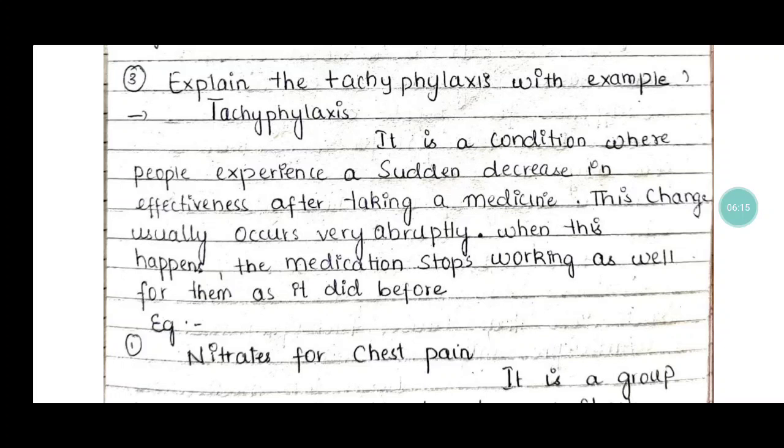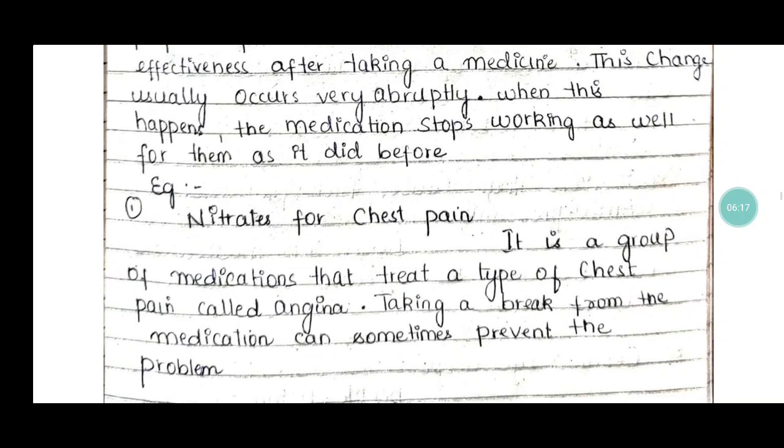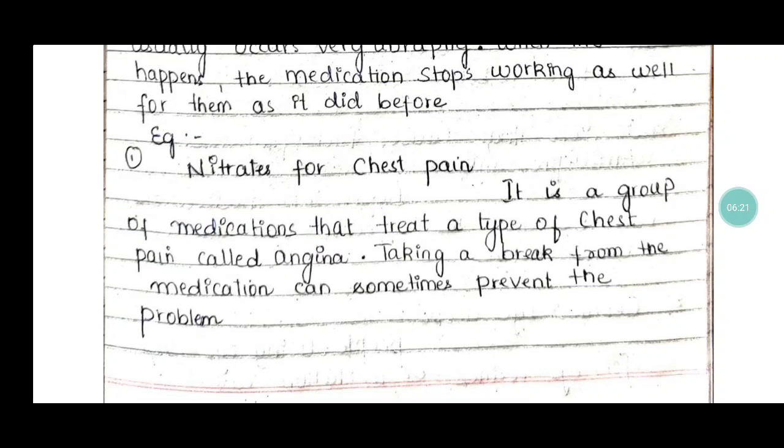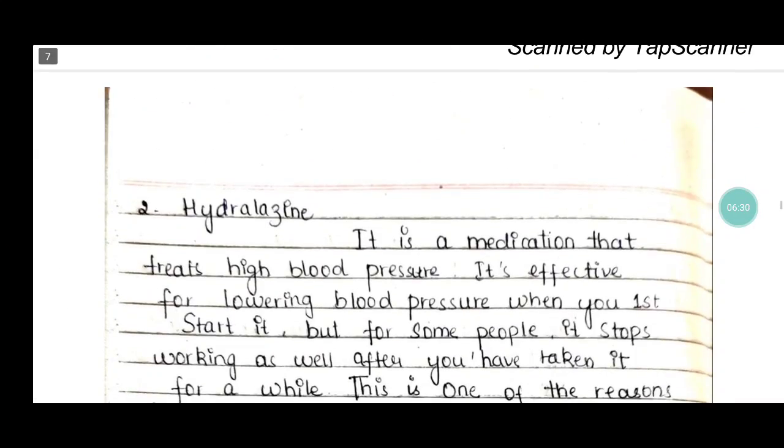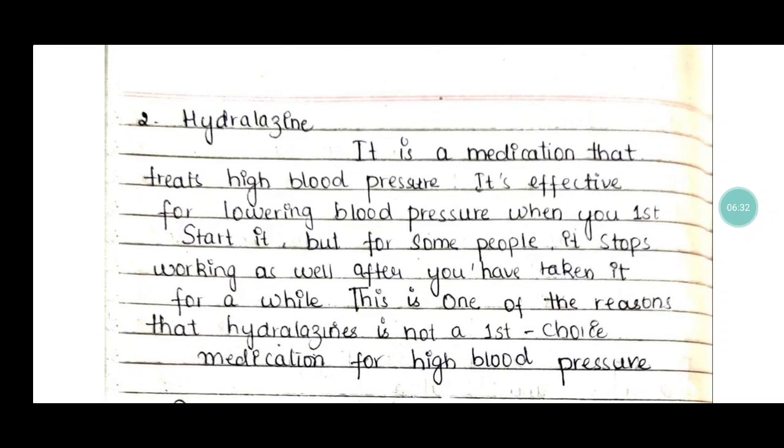So examples of tachyphylaxis are nitrates for chest pain. It is a group of medications that treat a type of chest pain called angina. Taking a break from the medication can sometimes prevent the problem. Number second, hydralazine. It is a medication that treats high blood pressure. It's effective for lowering blood pressure when you first start it, but sometimes it stops working as well after you have taken it.